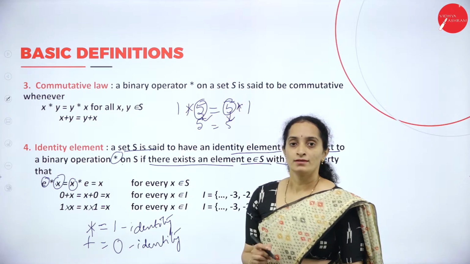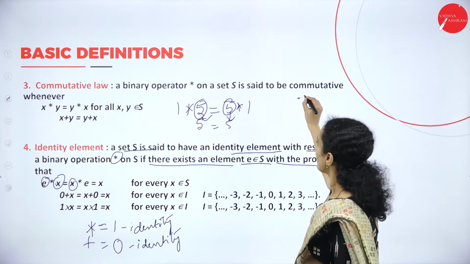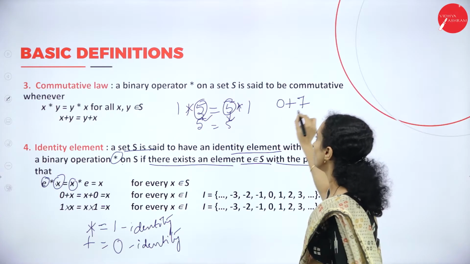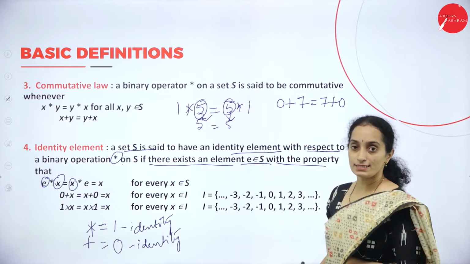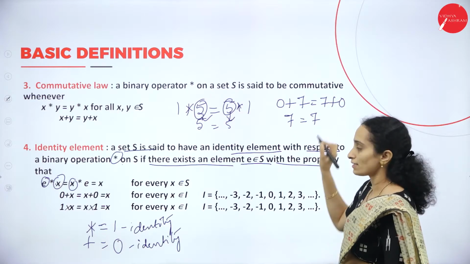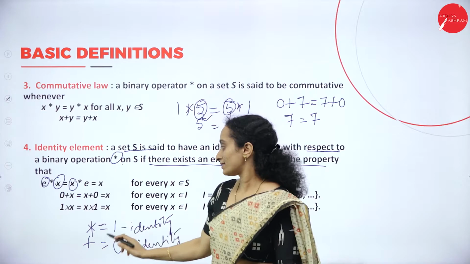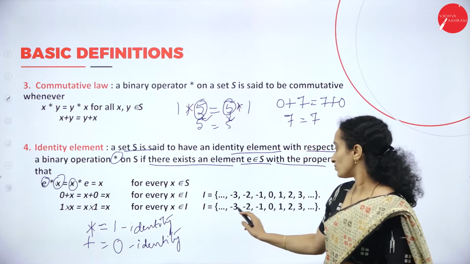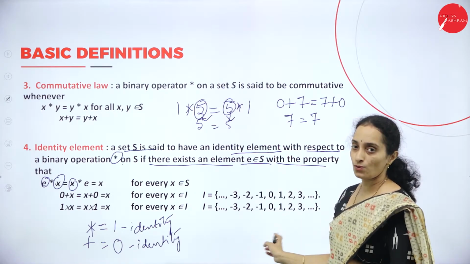For the plus operator, 0 is the identity element. If you take a natural number 7, 7 plus 0 is equal to 0 plus 7, which gives the same value 7. If you take x, 1 into x equals x into 1 is equal to x, for every x belongs to I, the set of whole numbers.